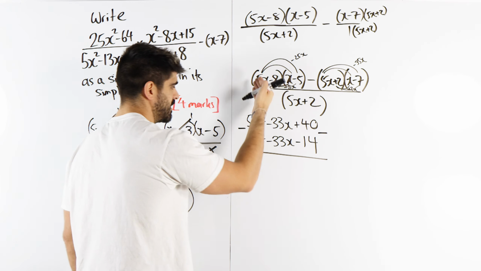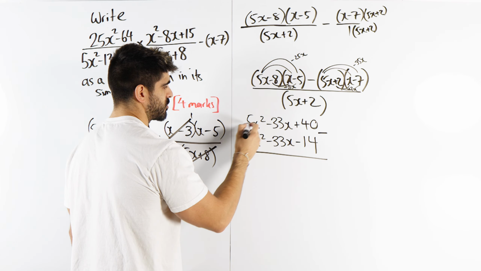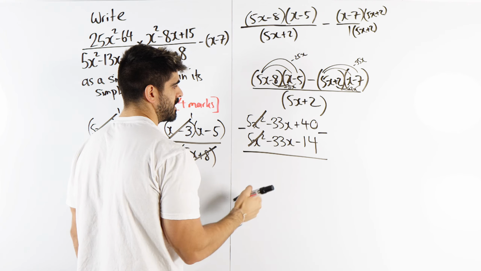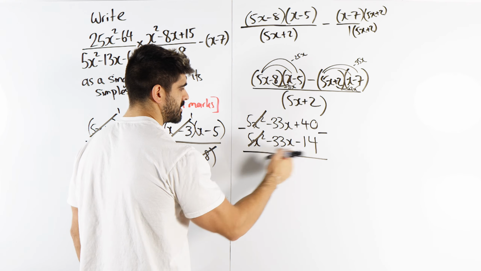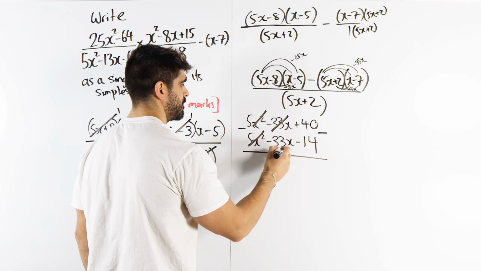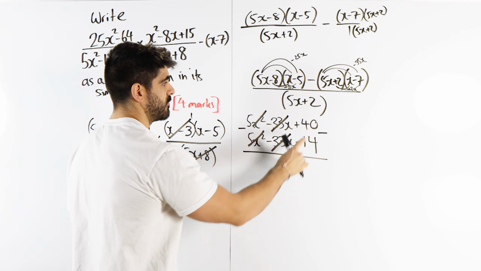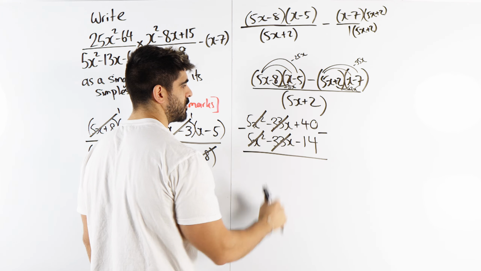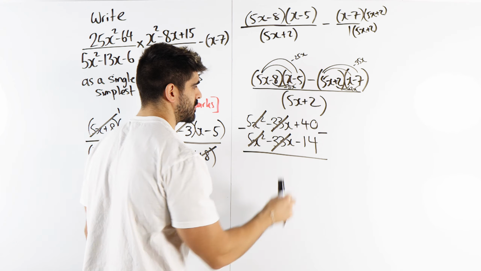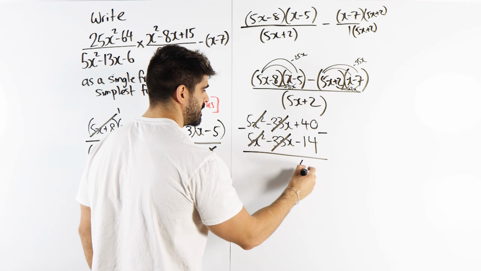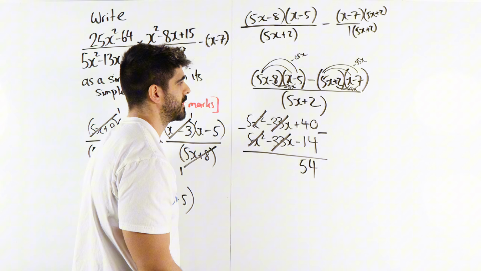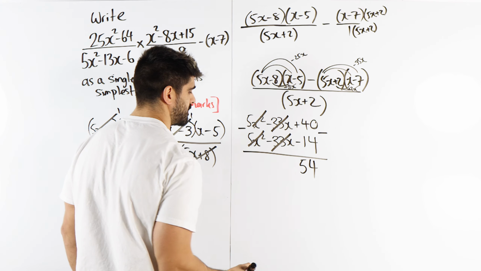around both sides. Just read downwards. 5x squared minus 5x squared cancels. Minus 33x minus another minus 33x, they cancel. They're the exact same. So we're left with 40 minus minus 14. Double minus is plus, so we have 40 plus 14 is 54. Beautiful, mate. So that whole numerator is just 54.